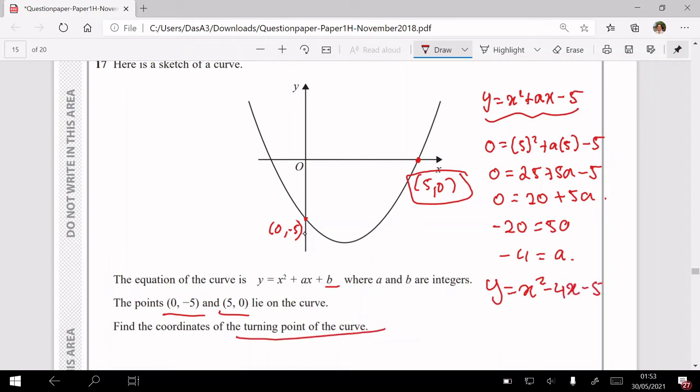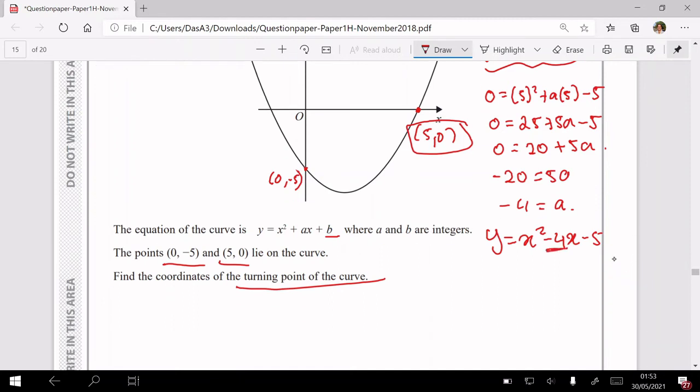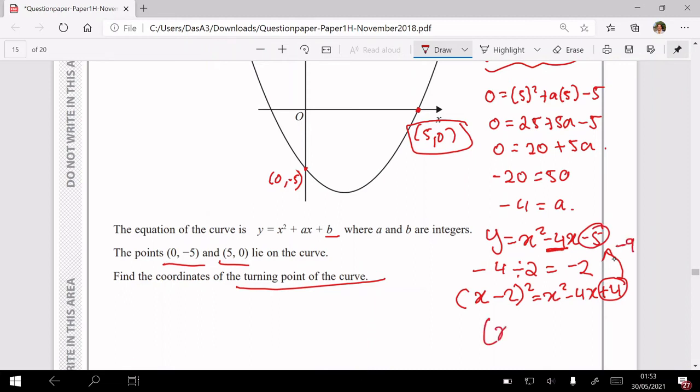To find the turning point, the easiest way is to complete the square. Find the coefficient, the number next to x, that is minus 4, then divide it by 2, that gives you minus 2. Rewrite it as (x minus 2) whole squared, expand that, it would be x squared minus 4x plus 4. Then you see how you can go from plus 4 to minus 5, which is by subtracting 9. So rewrite the quadratic as (x minus 2) whole squared minus 9. That is the whole equation rewritten by completing the square.